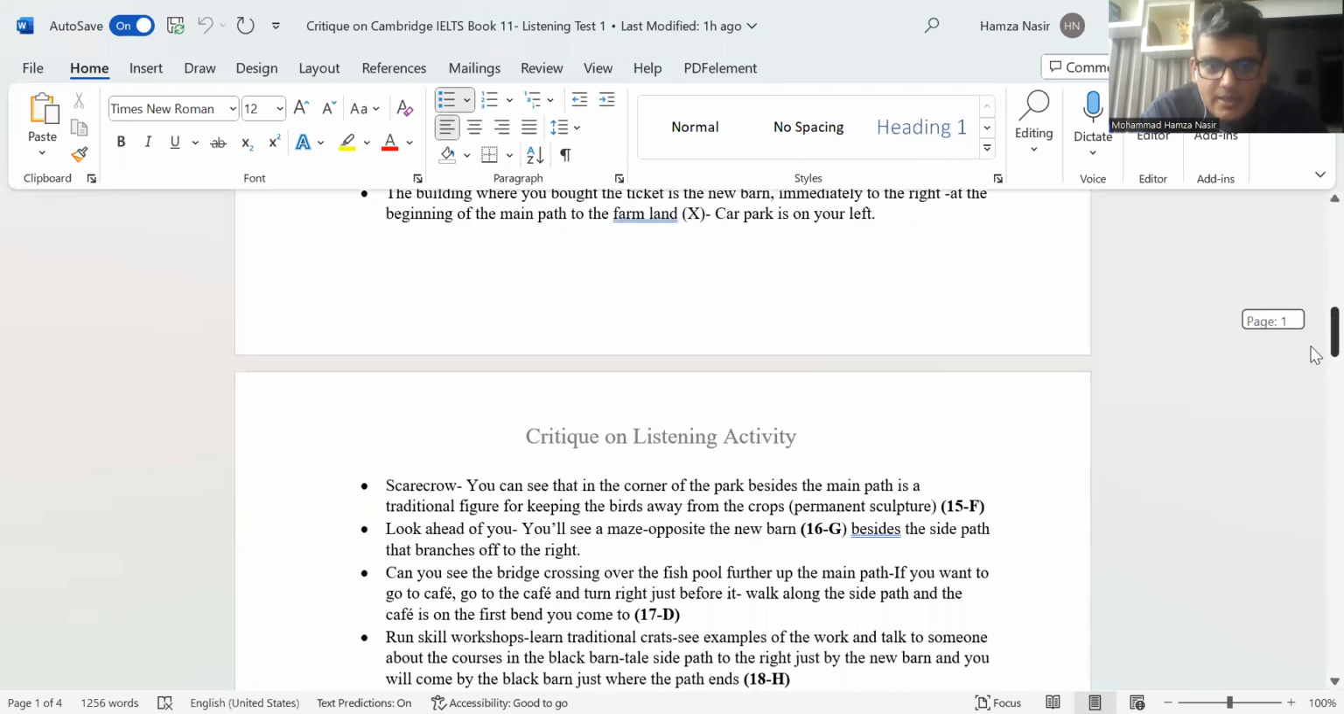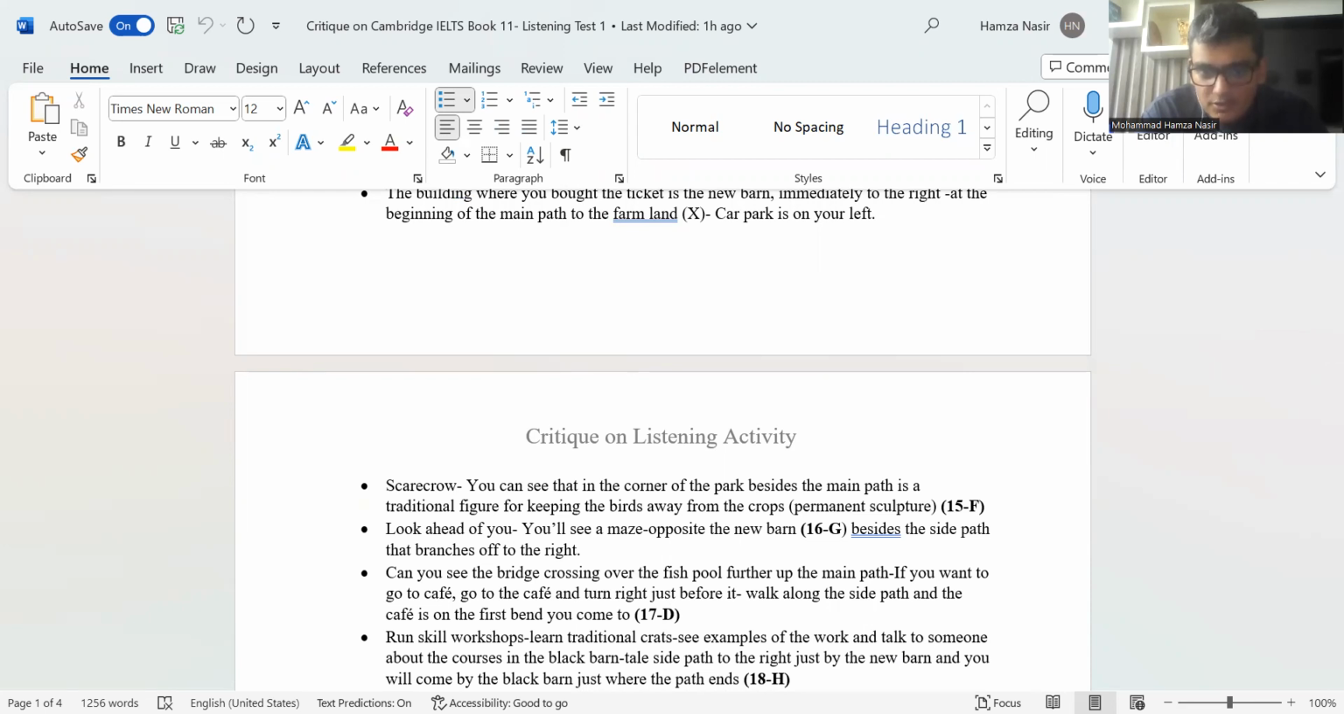All right, let's go ahead and see what they're talking about. Scarecrow. Now scarecrow is the keyword. Now they're going to tell us where it's located. You can see that in the corner of the park, beside the main path, is a traditional figure for keeping the birds away from the crops.